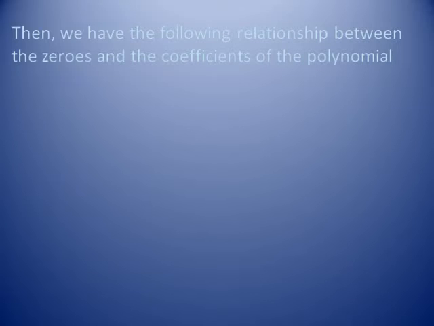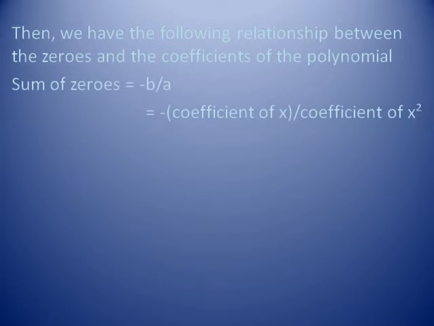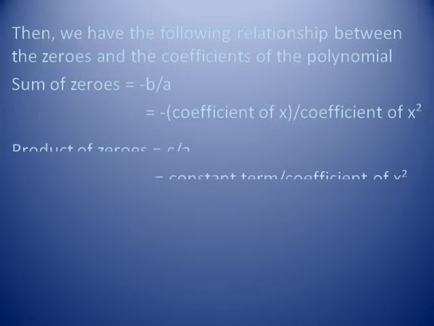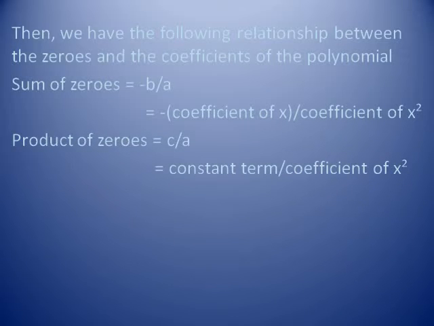Then we have the following relationship between the zeros and the coefficients of the polynomial, that is, sum of zeros is equal to minus b by a, or we can say sum of zeros is equal to minus coefficient of x divided by coefficient of x square, and product of zeros is equal to c by a, or equals constant term divided by coefficient of x square. Or since alpha and beta are the zeros of the polynomial, we can write alpha plus beta equals minus b by a, and alpha into beta is equal to c by a.